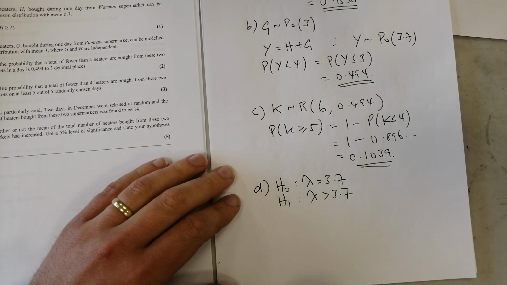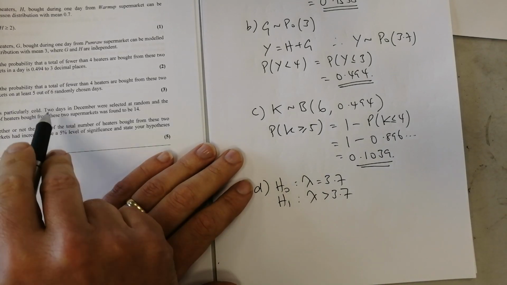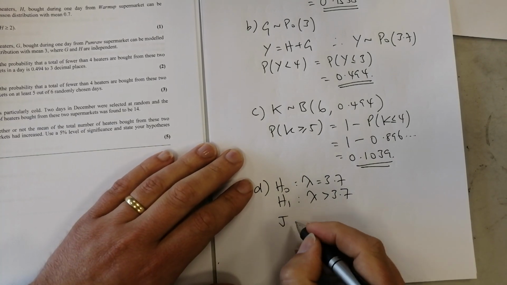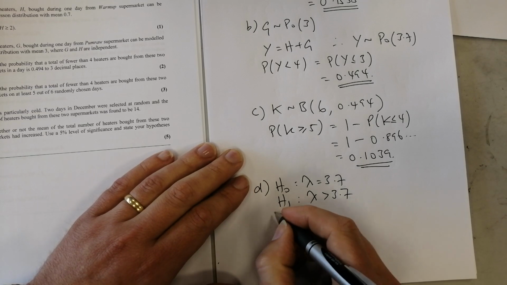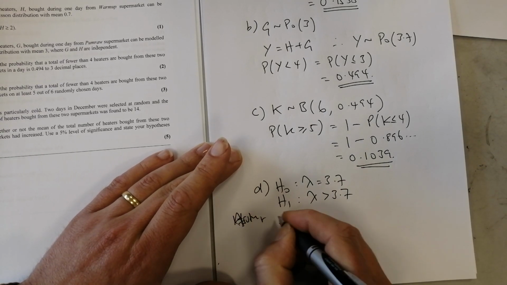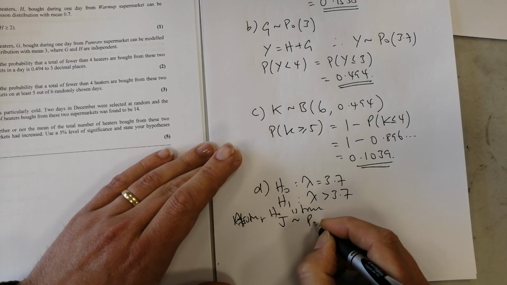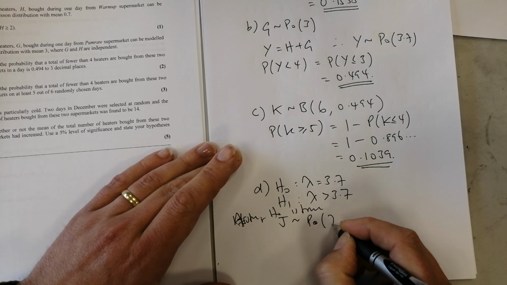Now it's over 2 days. Remember that lambda's a rate. That's 3.7 on 1 day, but we're looking at 2 days in December. So actually, if H0 is true, assuming H0 is true, then J is distributed Poisson 7.4.